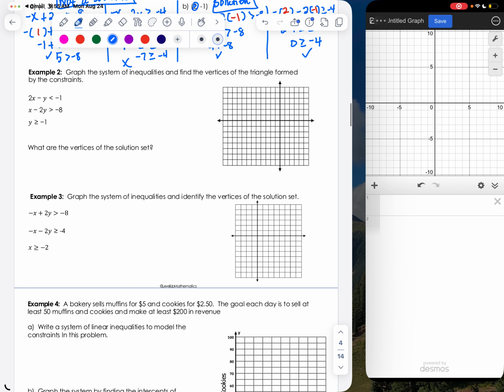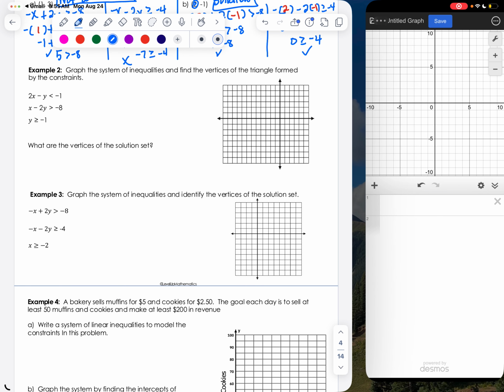All right. Example 2. Graph the system of inequalities and find the vertices of the triangle formed by the constraints. So each one of these inequalities is known as a constraint. It's like a boundary line. So to graph these, we're going to have to put them in slope-intercept form. In other words, we're going to have to get the y by itself. So on our first inequality, we have 2x minus y is less than negative 1. Let's start by moving the 2x to the other side. So when we do that, we get negative y is less than, if I move 2x to the other side, it'll be negative 2x minus 1.